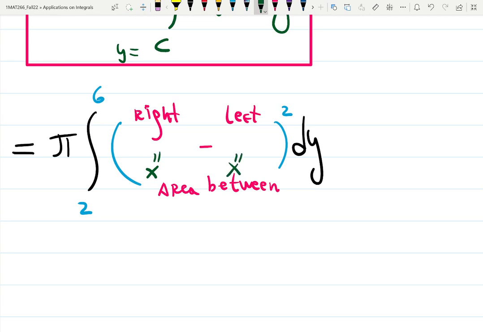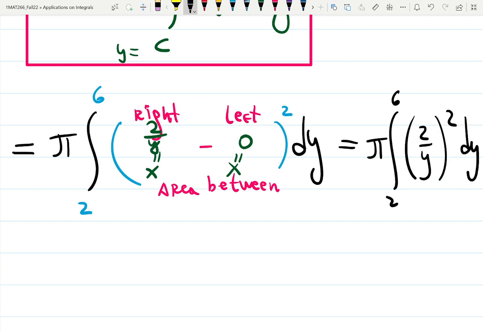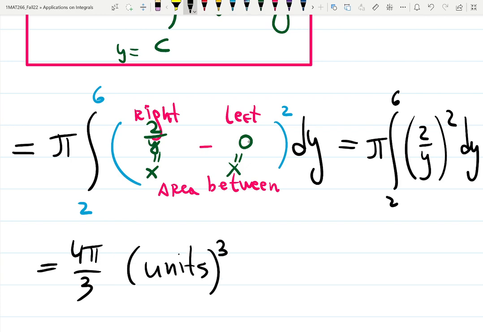X equals 2 over y minus 0. That's how you create it. Simplify, integrate, and you got your stuff. Does that make sense? It's going to be pi integral from 2 to 6 of (2 over y) squared, dy. Square it, integrate it, and you have 4 pi over 3. 4 pi over 3 units cubed. Check by yourself, it is correct.